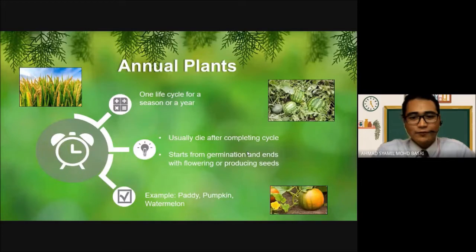But this plant will die when they complete their cycle. So you cannot take their fruit, you cannot harvest them. You must plant a new one to make them produce new fruit. They start from germination and they end with flowering or producing seed. As examples, you can see here a paddy plant, pumpkin, and watermelon.